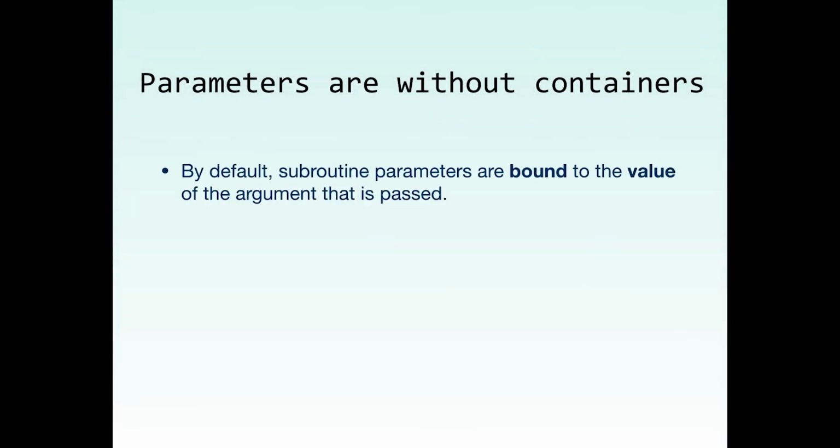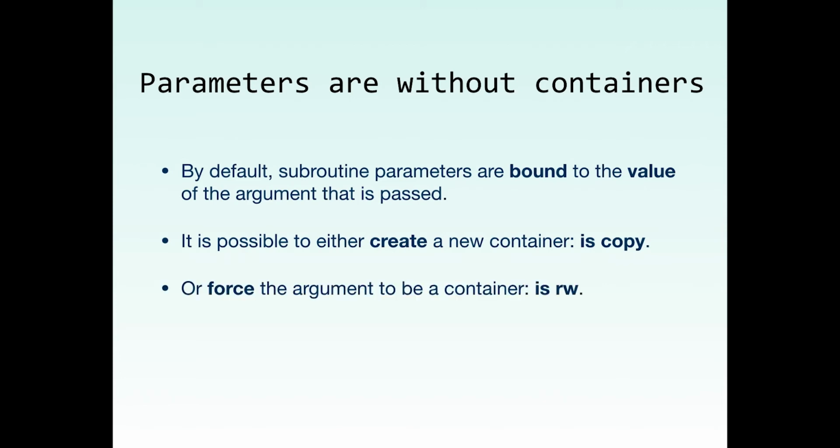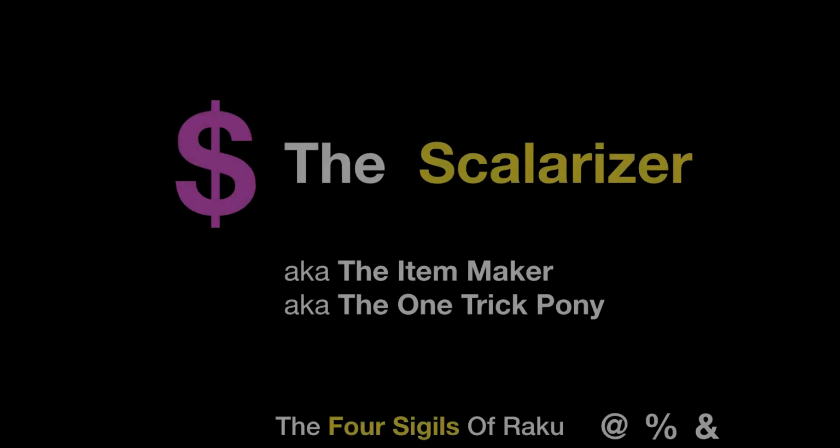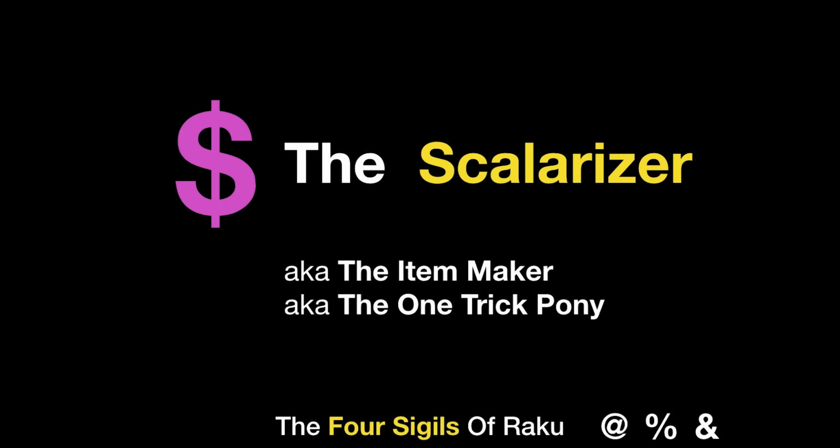Parameters in a subroutine signature are by default bound to the value of the argument that is passed. So you can either create a new container for it, so you can actually mutate the value inside the subroutine, by using is copy on the variable, or you can force the argument to be a container by is rw, or you just don't care and you can say is raw. Okay, well, that's enough about the dollar, the scalarizer, the item maker, or the one-trick pony.